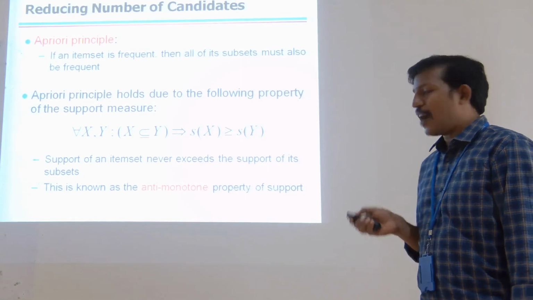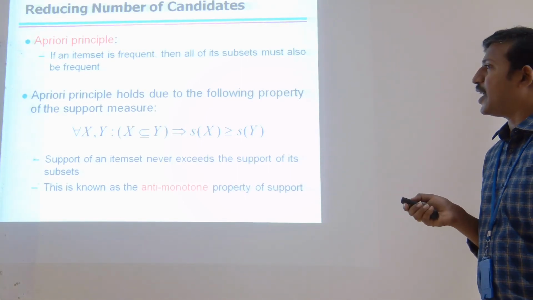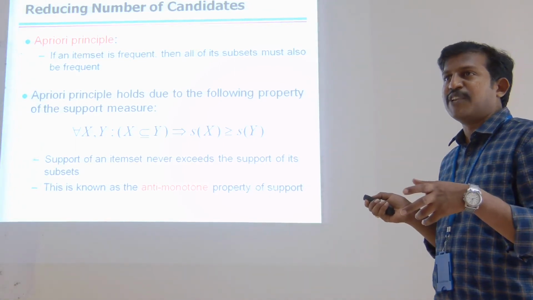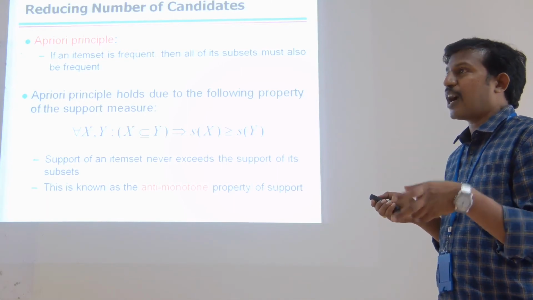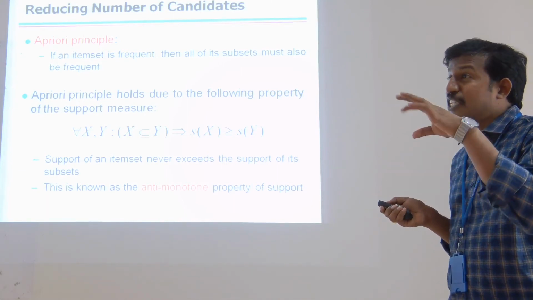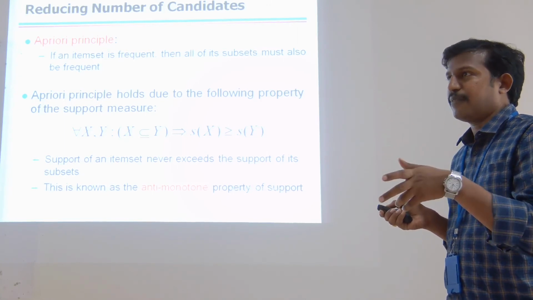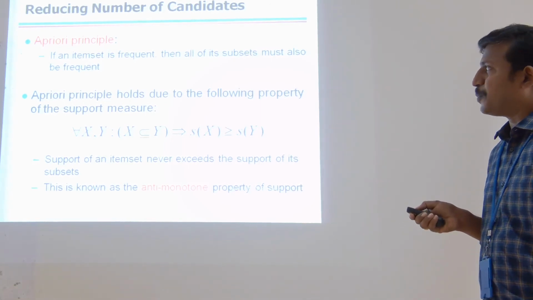So now we have a principle for reducing the number of candidates. The principle is that if an item set is frequent, then all of its subsets must also be frequent. The converse of this is, if an item set is infrequent, then all of its supersets are also infrequent. Clear? Now, how do we derive this principle?